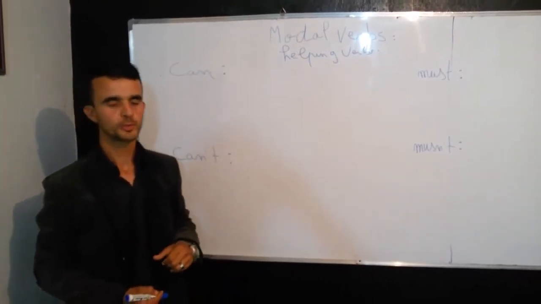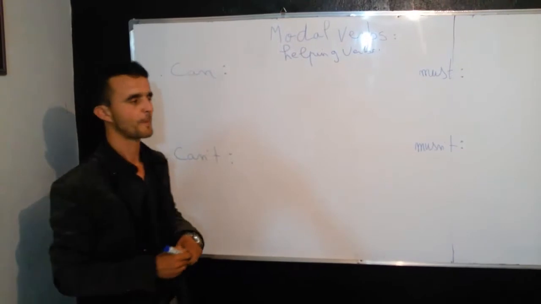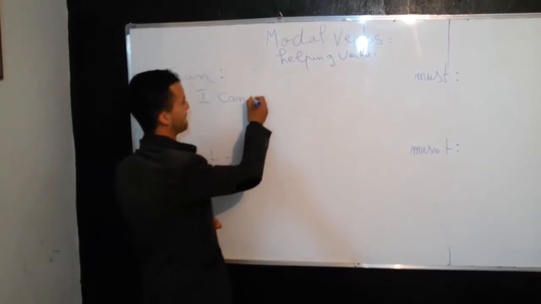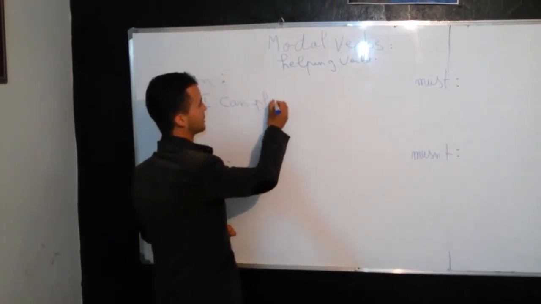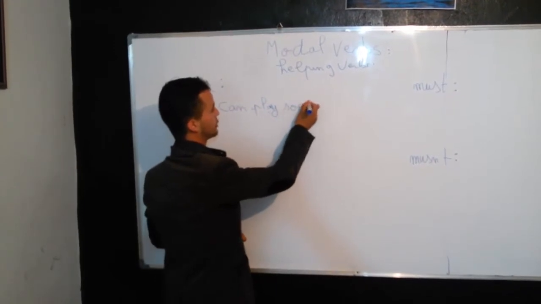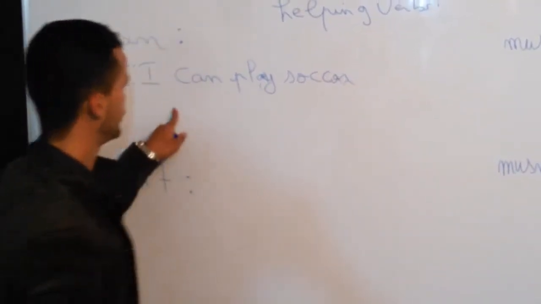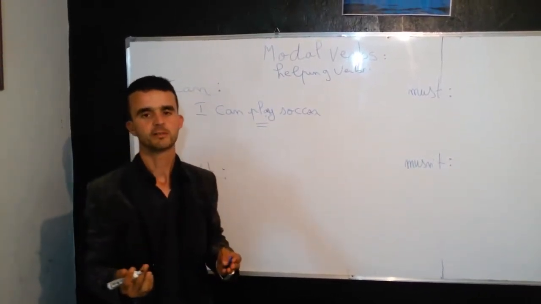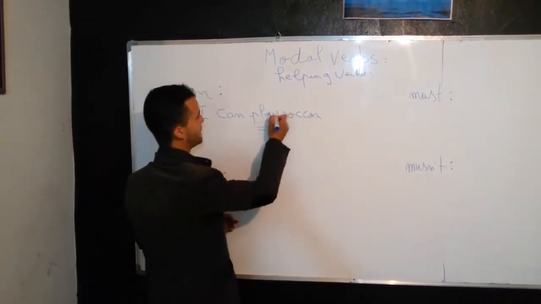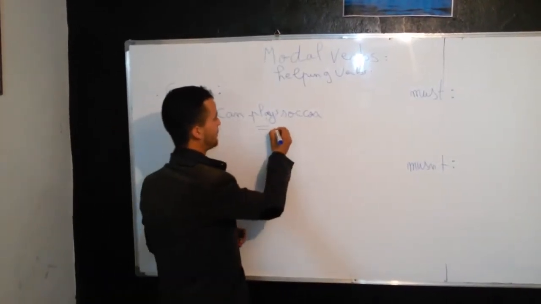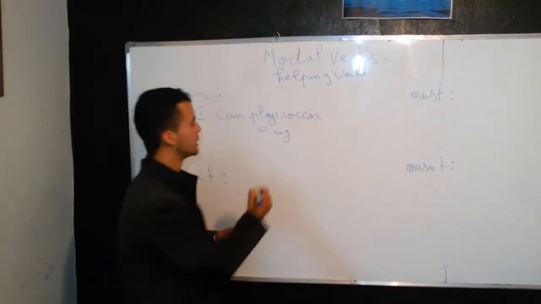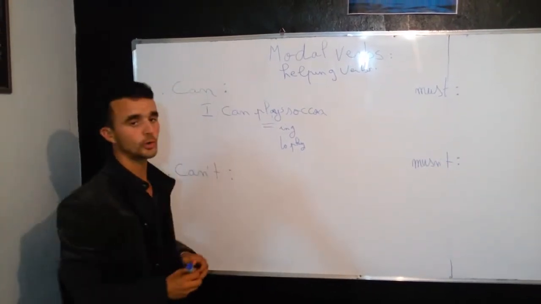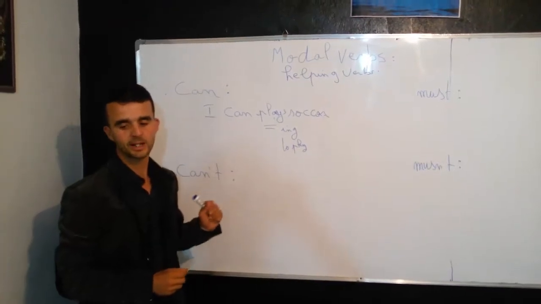So all modal verbs should be followed by their infinitive. Let me explain. I can play soccer. Okay? If you can see my example, I can play football. So play is a bare infinitive. We cannot say I can to play football. This is incorrect. So all modal verbs in English should be followed by a bare infinitive.